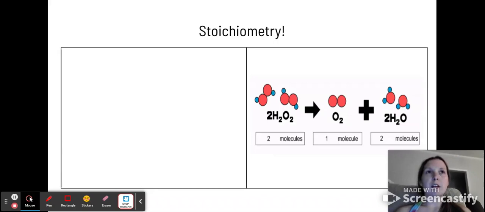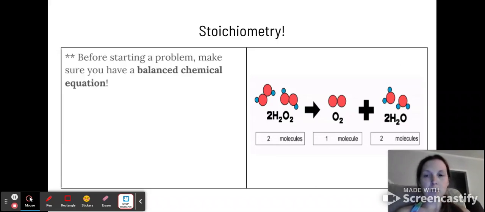Stoichiometry is basically taking our last two major concepts of moles and balanced equations and putting them together. Before you start a problem, you have to make sure to have a balanced chemical equation. In a lot of cases, I'll give that to you, or if I want it as a review problem, I'll give you the skeleton equation you'll have to balance before you can do the stoichiometry.